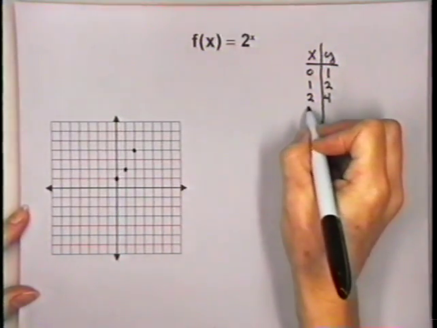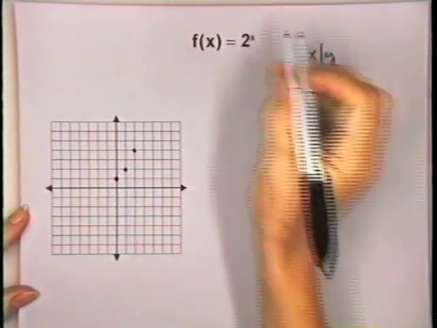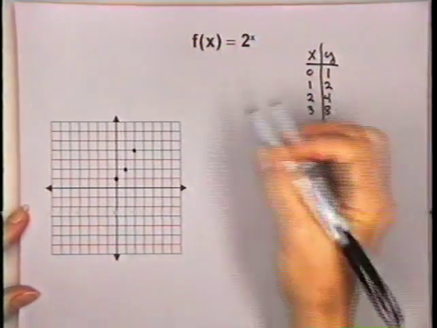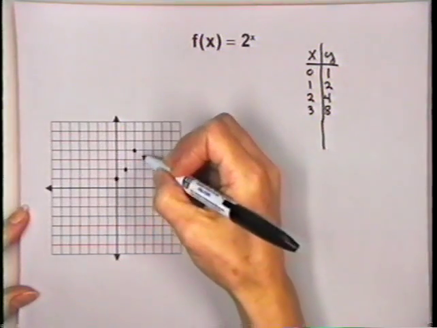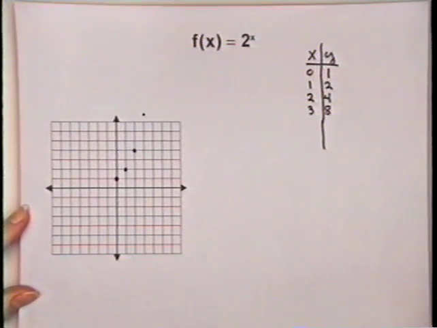This may not be on my graph because I may not have room, but let's just notice that if x is 3, 2 cubed would be 8. Well, let's see, 3, 2, 4, 6, 7. So it would be just a little bit taller than that right there.